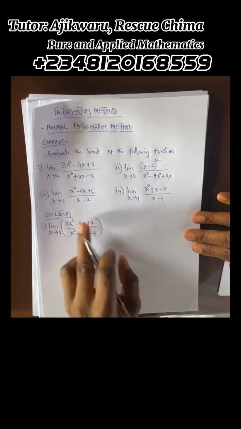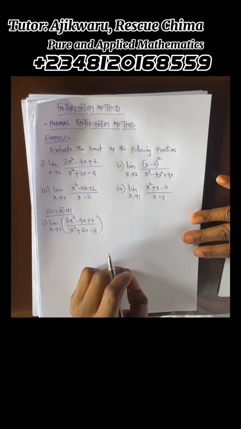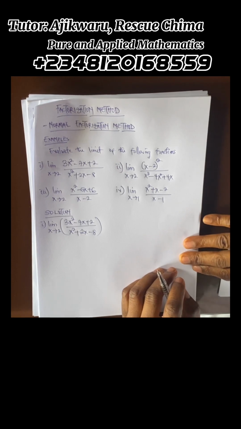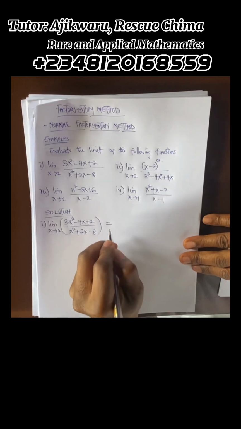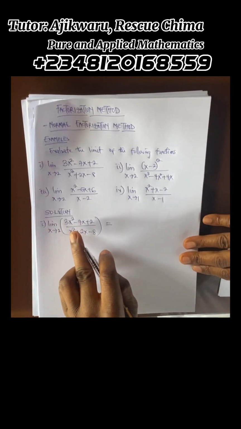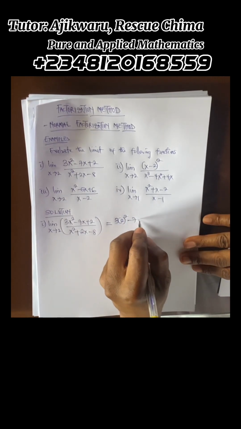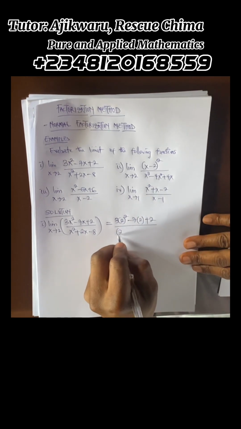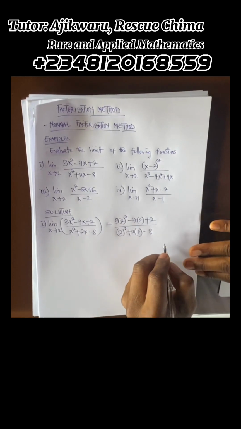Alright, now to evaluate this limit of a function, the first method that should come to your mind is direct substitution method. That's the first method that you should use to solve the limit of a function. Now, by direct substitution, let's see what we'll get. If we directly substitute the value of x to be 2, we have 3 into 2 squared minus 7 bracket 2 plus 2 all over 2 squared plus 2 into 2 minus 8.